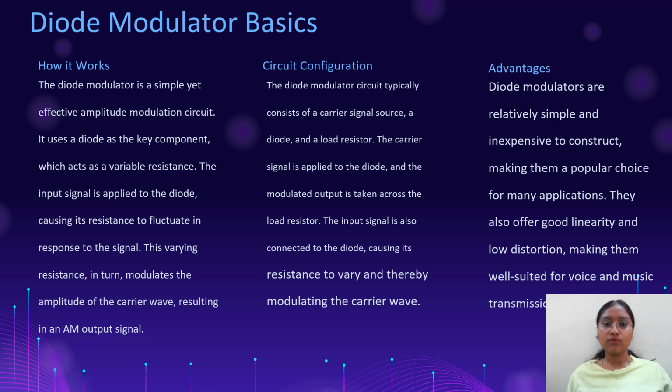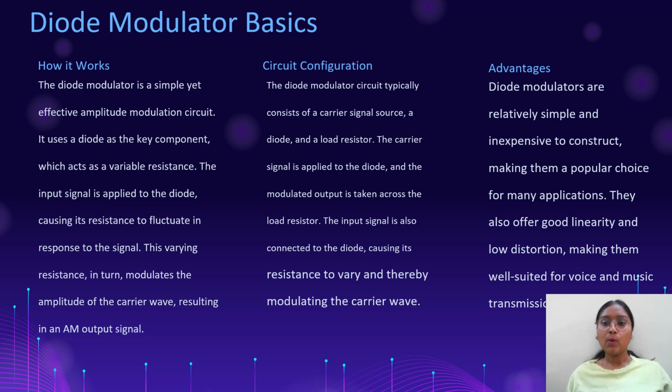Second, circuit configuration. The diode modulator circuit typically consists of a carrier signal source, a diode, and a load resistor. The carrier signal is applied to the diode and the modulated output is taken across the load resistor. The input signal is also connected to the diode, causing its resistance to vary and thereby modulating the carrier wave.